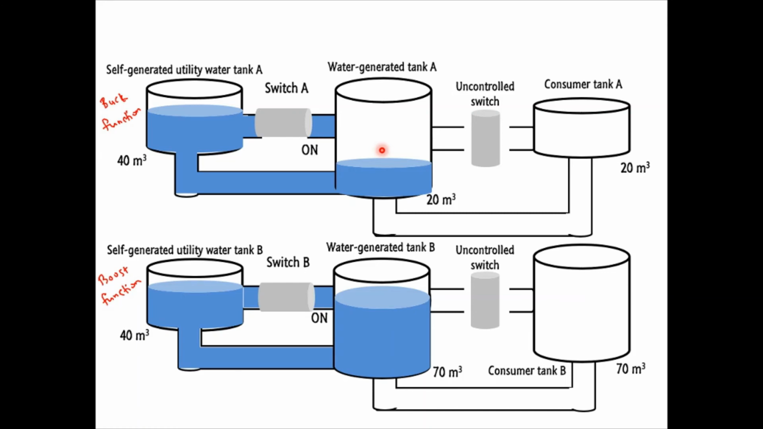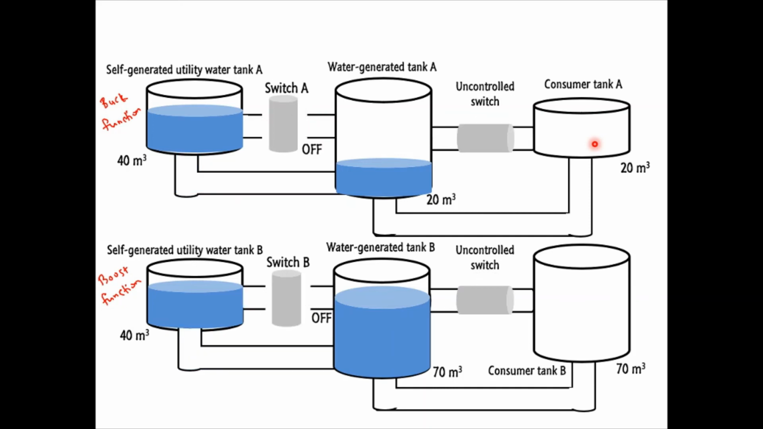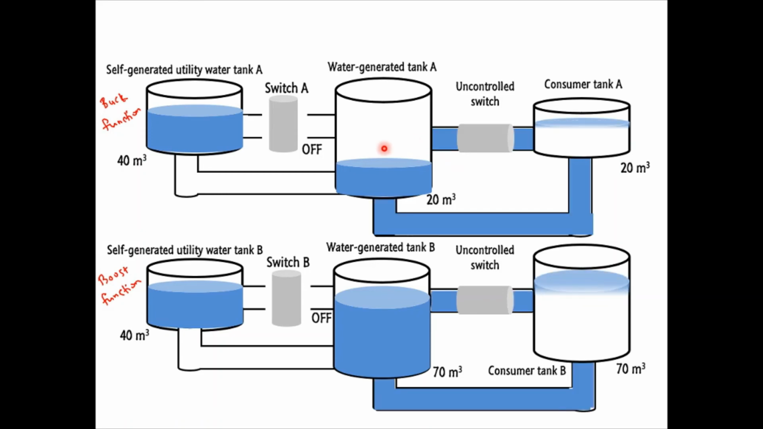Instead of generating an additional volume of water, these water-generated tanks have a similar water volume to the consumer tanks. The reason for this condition will be answered when switches A and B are turned off. As you can see, when both switches A and B are turned off, the consumer tanks are only connected to the water-generated tanks. The water-generated tanks will be the sole water supply to the consumers.